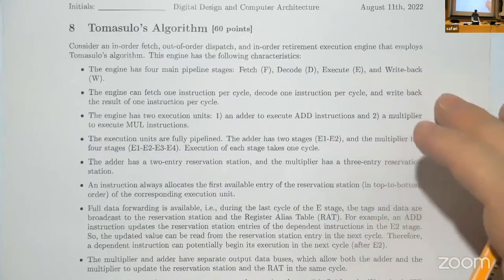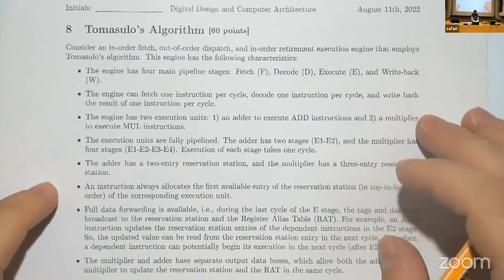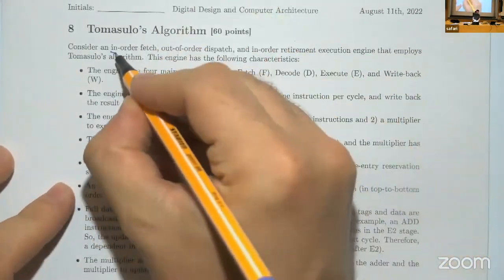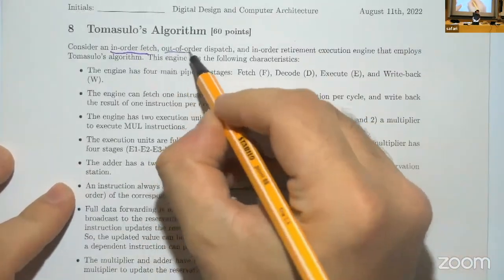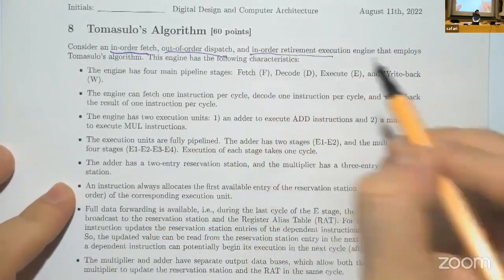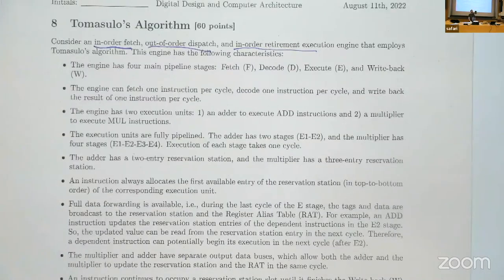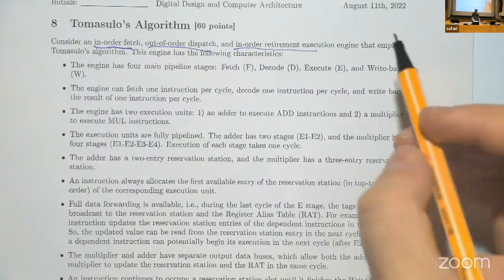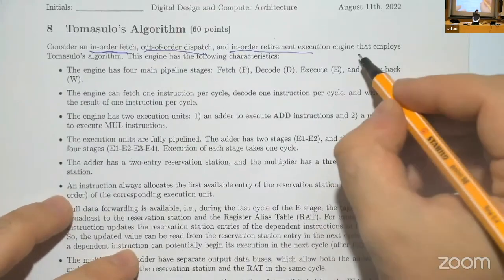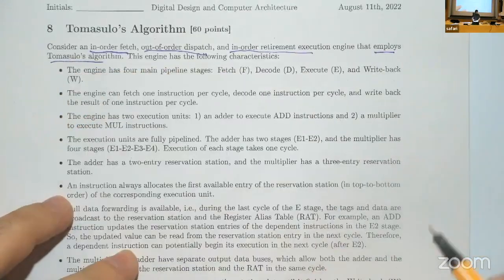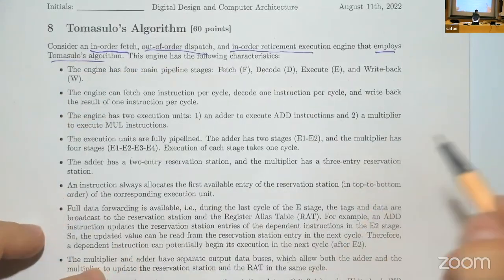So let's start with the definitions here. What do we have? We have an in-order fetch, out-of-order dispatch, and in-order retirement execution engine. It's the same as the one described during the course. And it says that it employs Tomasulo's algorithm, right? And we have the following characteristics.